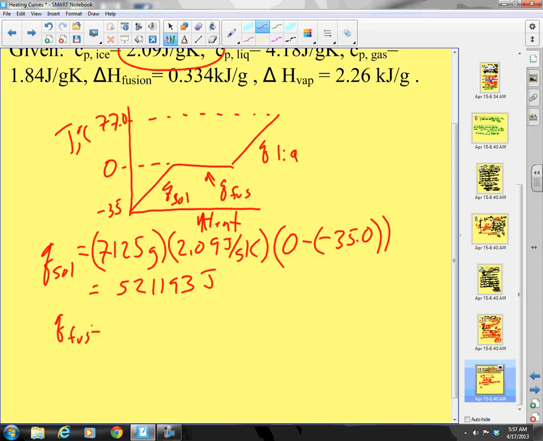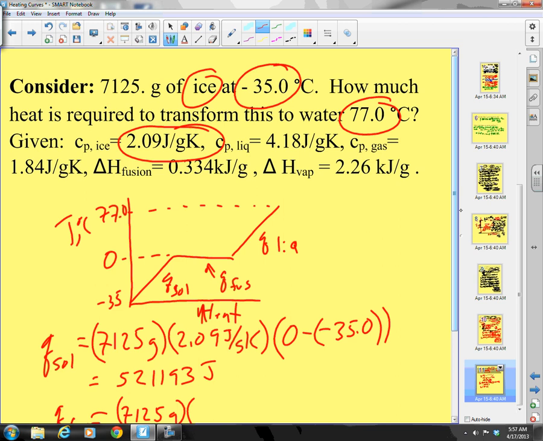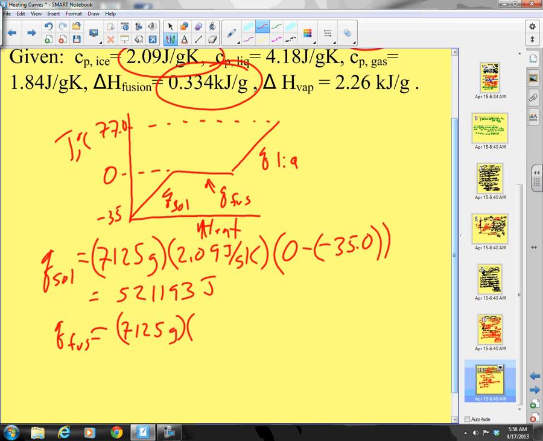My Q of fusion is going to be what? 7125 grams times, where is fusion? Right here, 0.334 kilojoules per gram times what? 1,000 joules per 1 kilojoule. Got it? Yahoo! And what does that equal?